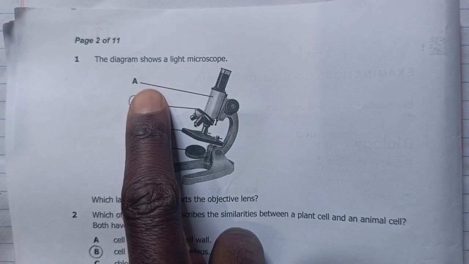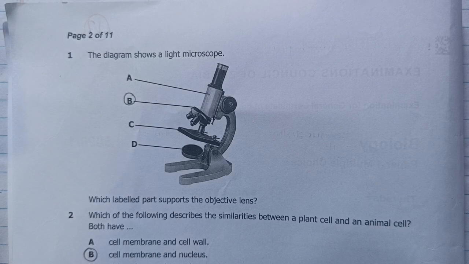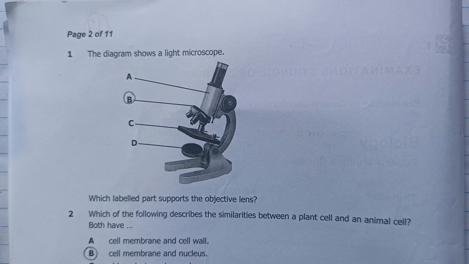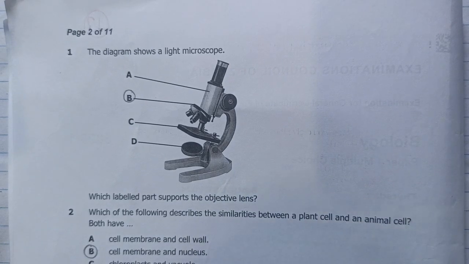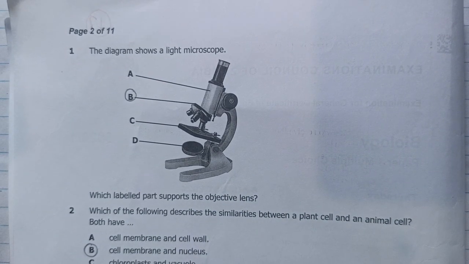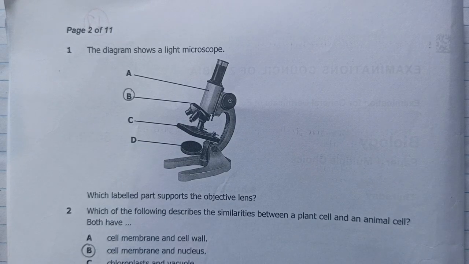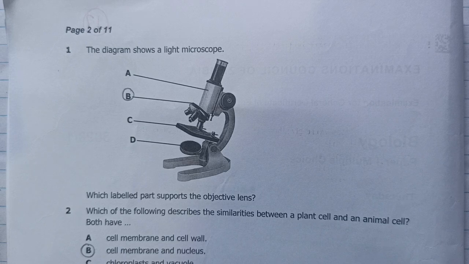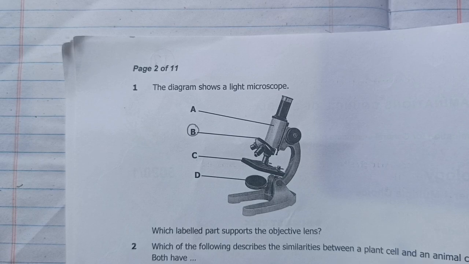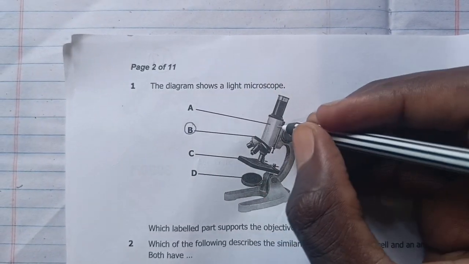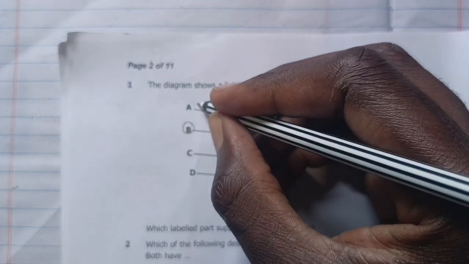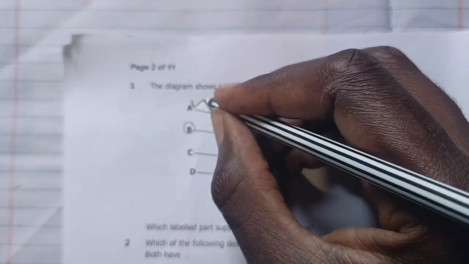So our correct answer here, guys, it is A. Okay, the body tube, not B. They have said which labeled part supports the objective lenses. So here the answer is A. Okay, so we can say body tube here, this one here, which is A. That's our answer here, guys.